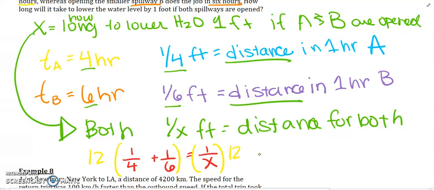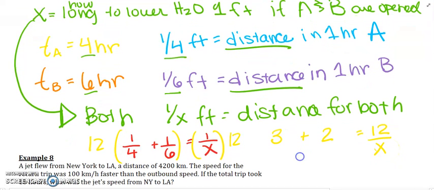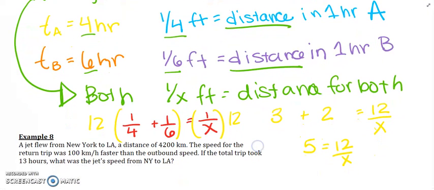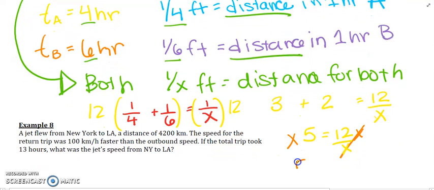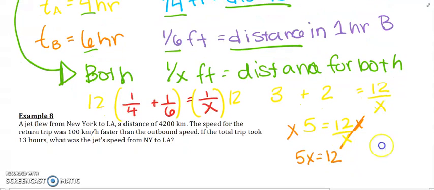And we get 12 over 4, which is 3, and then 12 over 6, which is 2, and 12 over x. Well, that's still not extremely helpful. If you want to go ahead and multiply through by x, you can, or we can combine here. 5 equals 12 over x. Multiply both sides by x now if you haven't already, and you get 5x equals 12, or x equals 12 fifths.